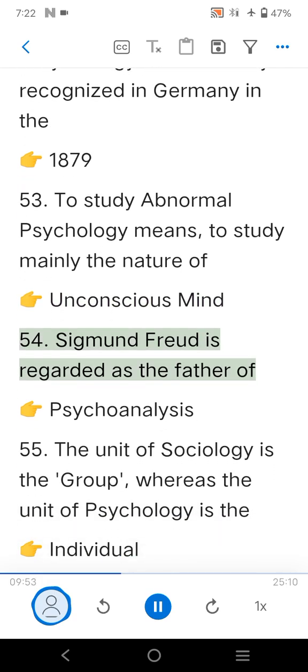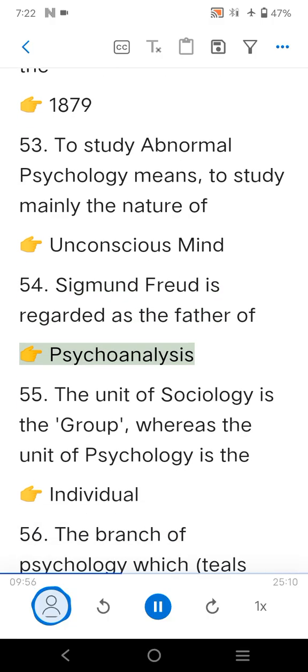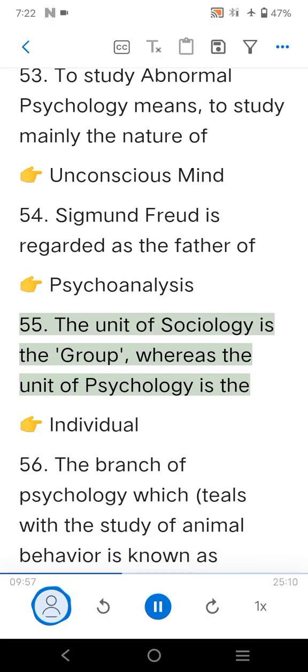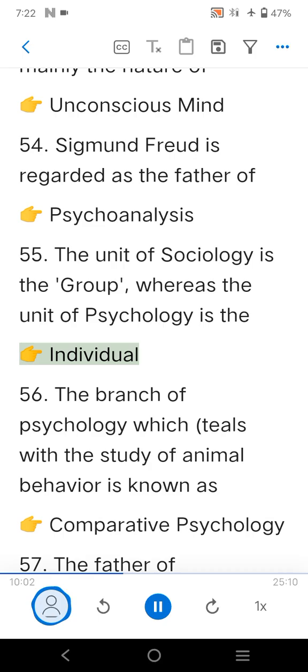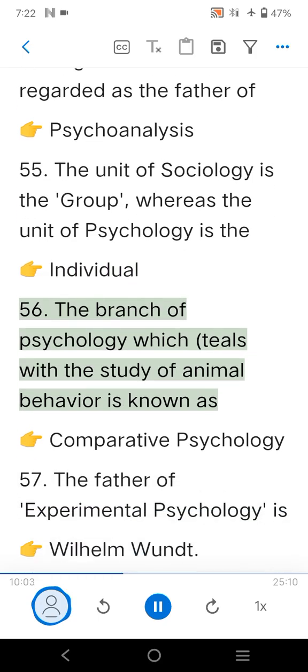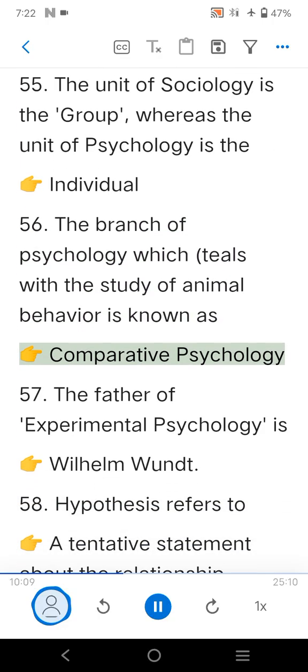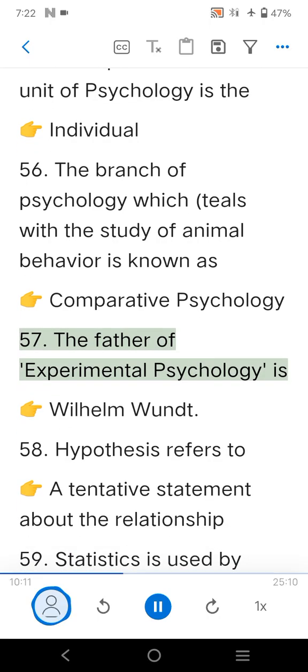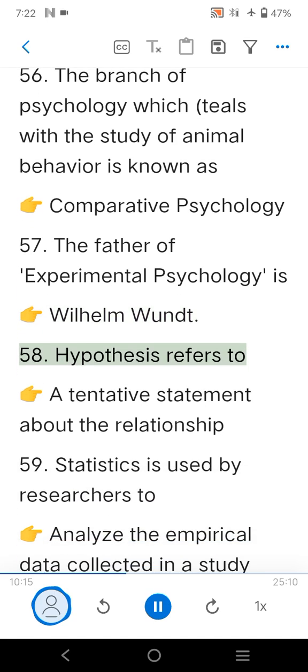53. To study abnormal psychology means to study mainly the nature of the unconscious mind. 54. Sigmund Freud is regarded as the father of psychoanalysis. 55. The unit of sociology is the group, whereas the unit of psychology is the individual. 56. The branch of psychology which deals with the study of animal behavior is known as comparative psychology. 57. The father of experimental psychology is Wilhelm Wundt.